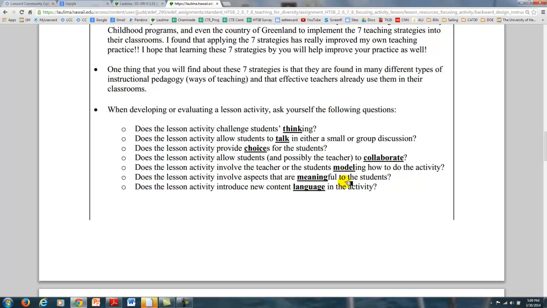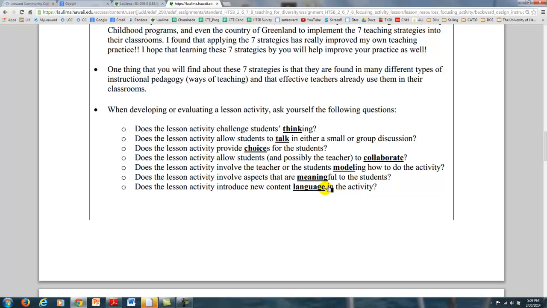Does the lesson activity have meaning to the students? It turns out that brains don't process any information if they don't connect to it in some way. So this is probably the most important one. Why should a student learn your information?